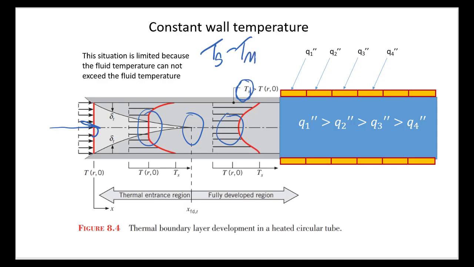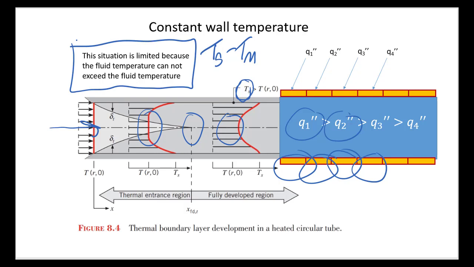As you move down the pipe, to create this situation, you would need to have different heater segments giving different Q values. And as you're moving down through the pipe, these Q values would have to keep decreasing to maintain the surface wall temperature. I make the point here that this situation is limited because after a certain point, the mean fluid temperature is going to reach the same temperature as the wall, and essentially heating will stop. So you'd have that kind of situation.